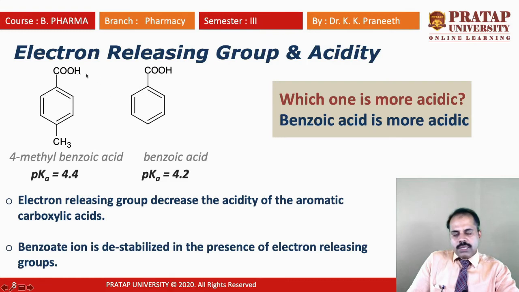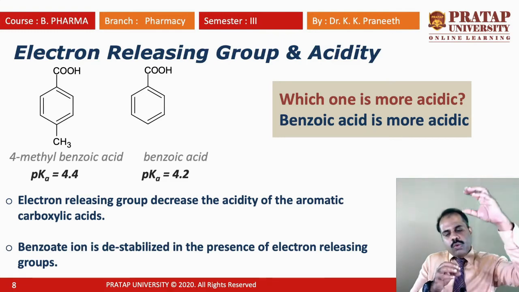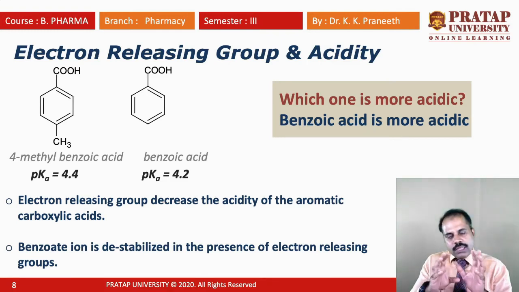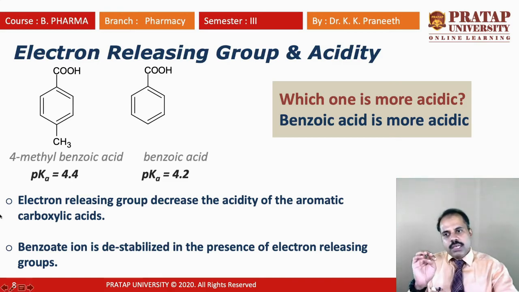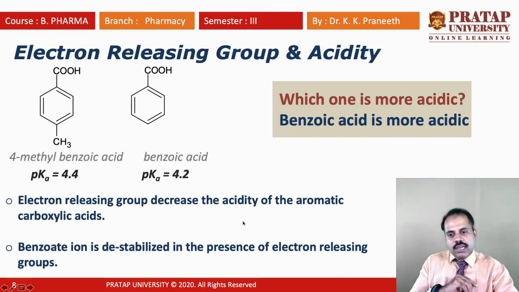The COO minus plus H plus reaction will be reduced. Because the benzoate ion, we saw that the benzoate ion is forming, right? The COO minus ion is destabilized. It is not stabilized in the presence of the electron releasing group. Because of this reason, the H plus will come back and bind, and it will form back the reactant again. You will see that in the next slide. So these are the reasons: because of the electron donating group, the acidity decreases.